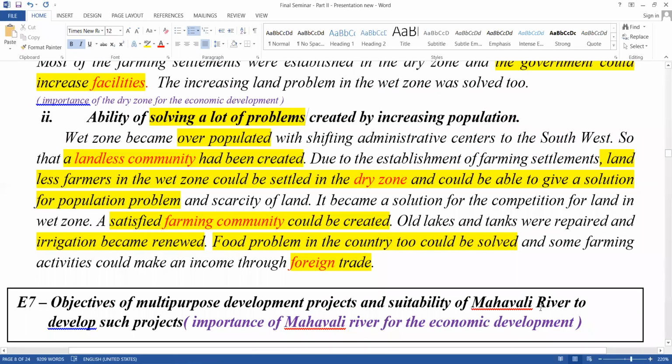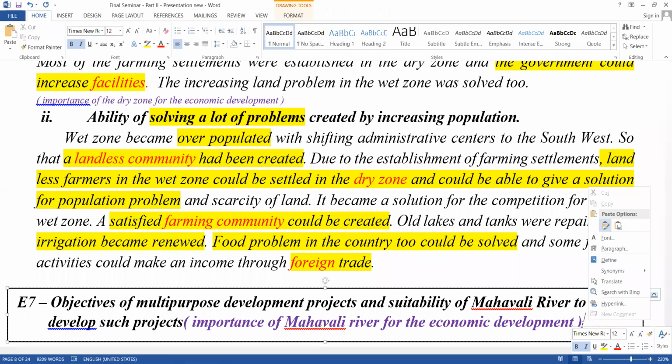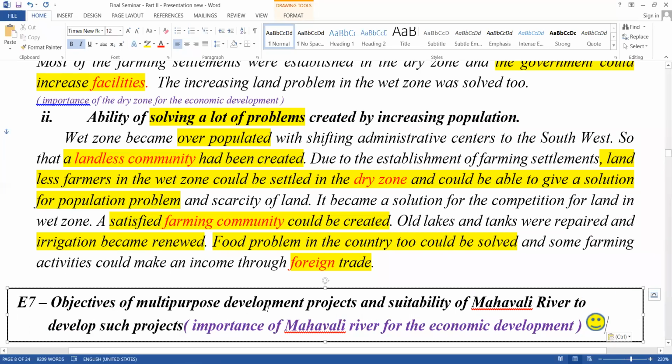The next question is about what? This one. This is also important. About the objectives of multi-purpose development projects. What are the two multi-purpose development projects activated in Sri Lanka? The Mahaweli Development Project and the Galoya Development Project. So even this question can come in this way: the importance of the Mahaweli River for the economic development of Sri Lanka. The same answer.